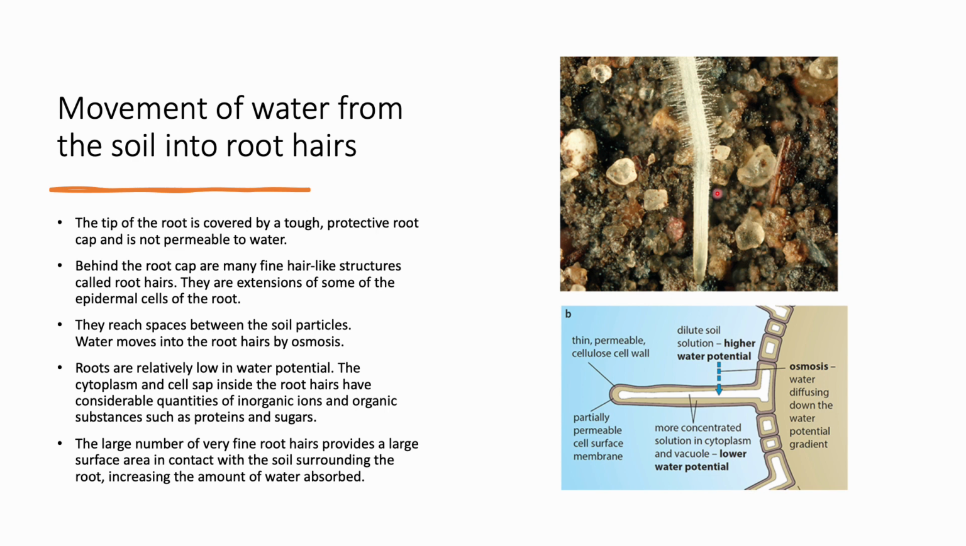and water is going to move into the root hairs by osmosis. Root hairs are relatively low in water potential. The cytoplasm and the cell sap inside the root hairs have considerable quantities of inorganic ions and organic substances such as proteins and sugars, which gives them a lower water content. The large number of very fine root hairs provides a large surface area in contact with the soil surrounding the root, increasing the amount of water absorbed. So this is representing your soil with water. This would be the root hair.